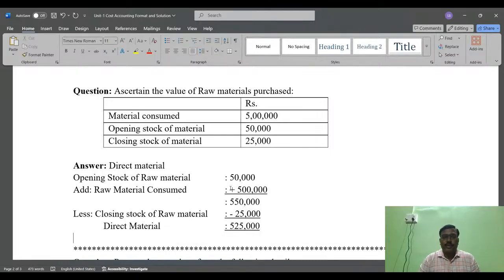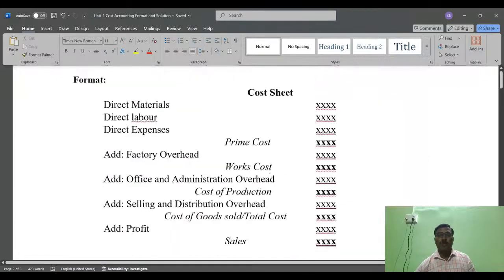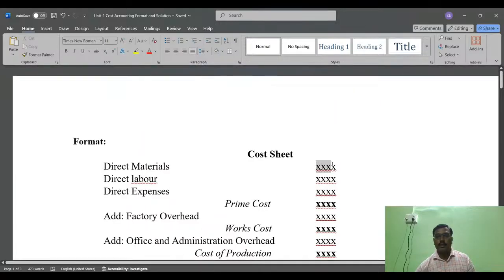So what is the format we have used to measure the amount of direct material? Take the opening stock of raw material, add raw material consumed, less closing stock of raw material. The balance amount is called direct material. This is the amount we have to show here. So we have to apply note 1.